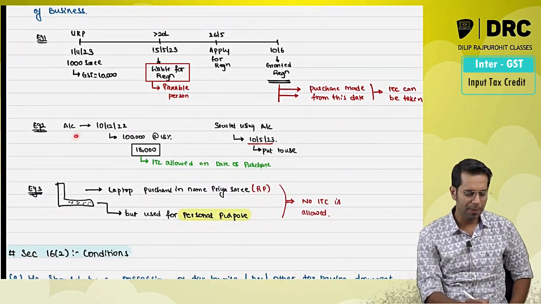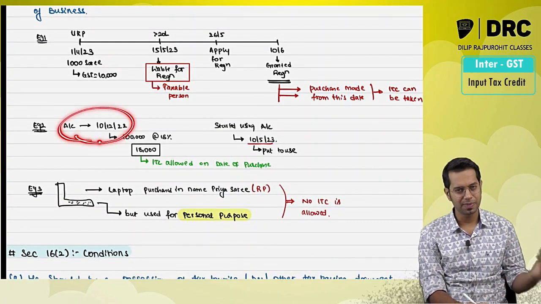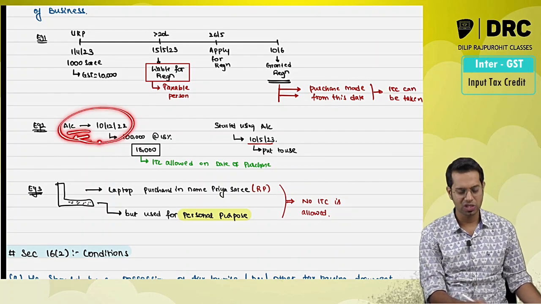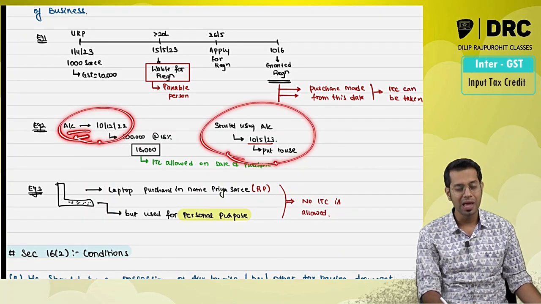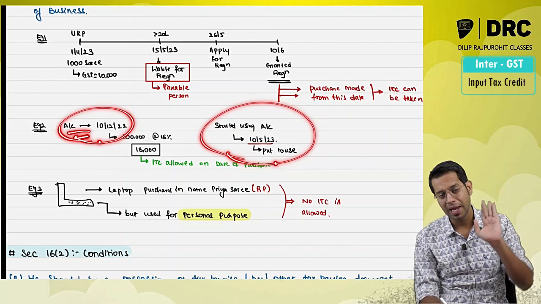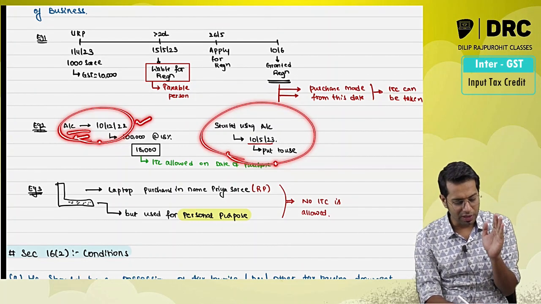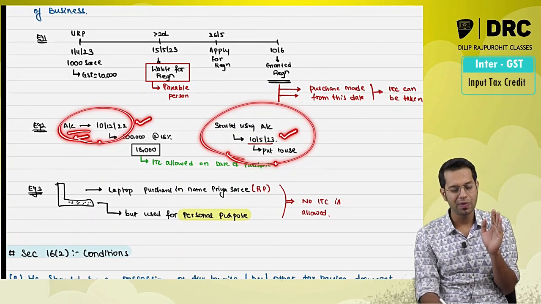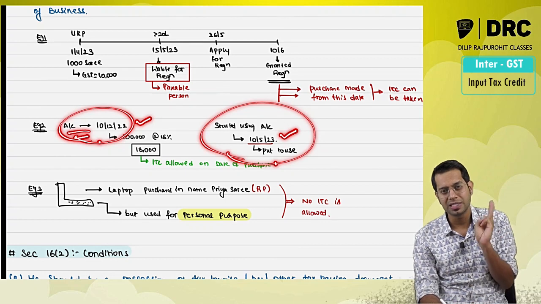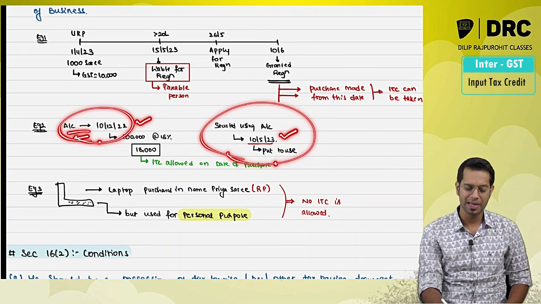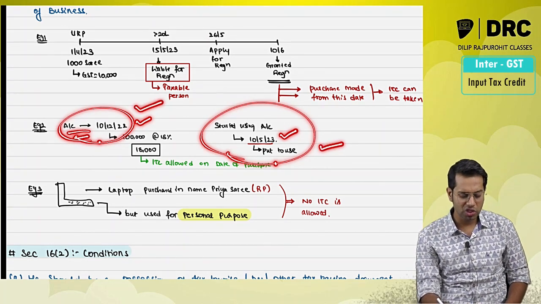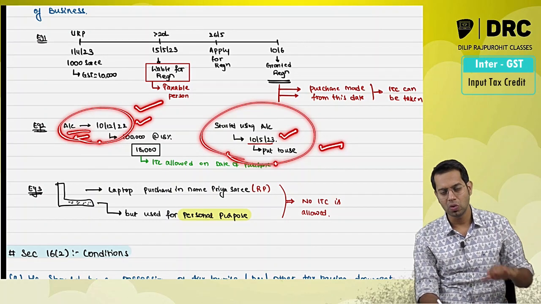Say, for example, if you have purchased a few products, say 6 months back, on 10th of December I purchased an AC, and I put that AC to use on 10th of May 2023. December 2022 I purchased, May 2023 I put it to use. After 6 months I am putting it to use. So when can I take input tax credit? On the date of purchase or on the date of putting it to use?